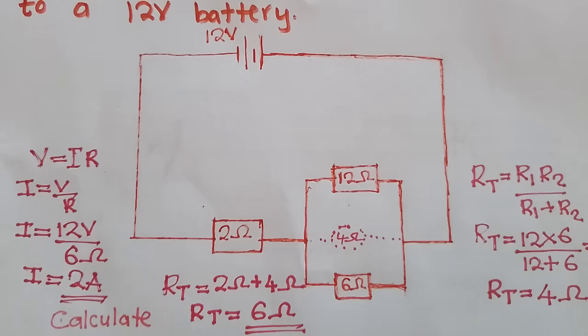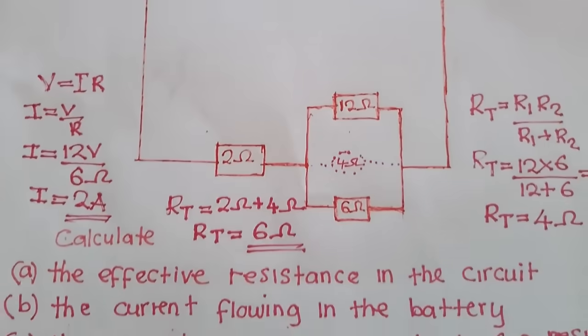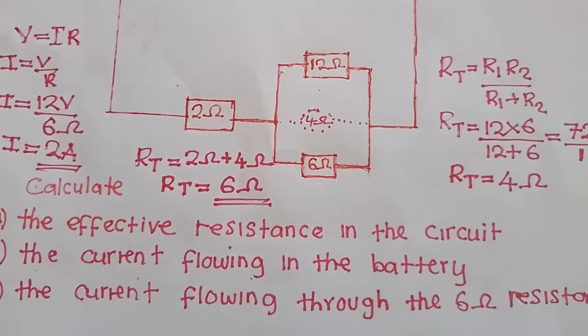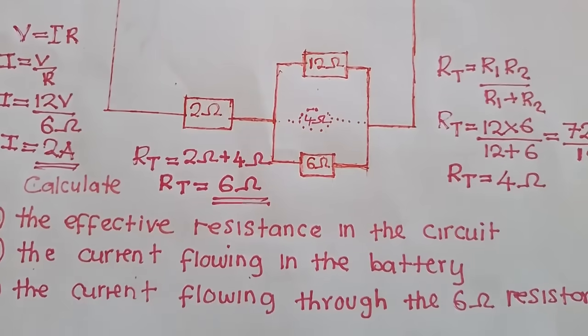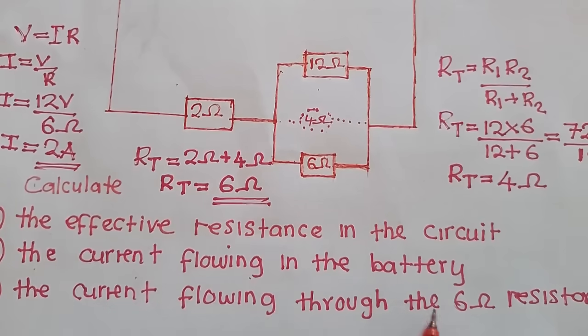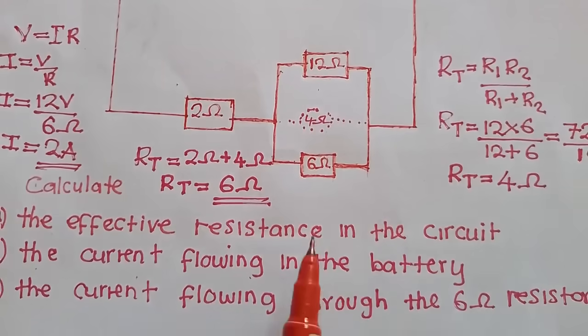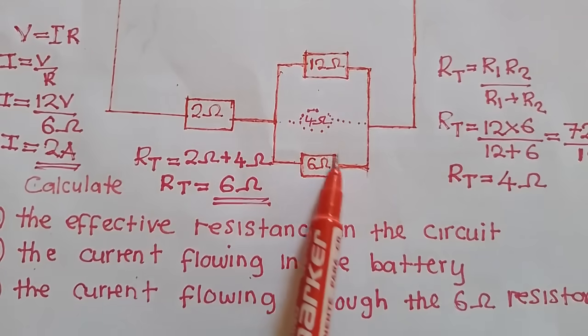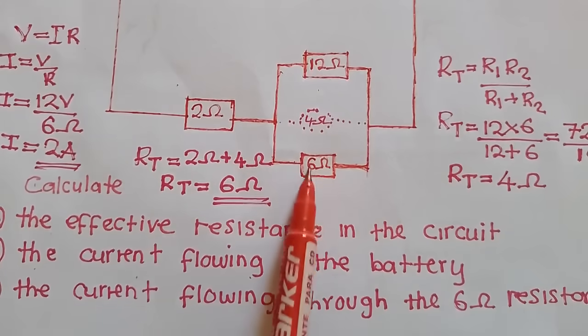So the other thing now is that we've got the last question here. The question is saying, calculate the current flowing through the 6 ohm resistor. We want to calculate the current that is flowing in the 6 ohm resistor here. We want to know the current that is flowing here.